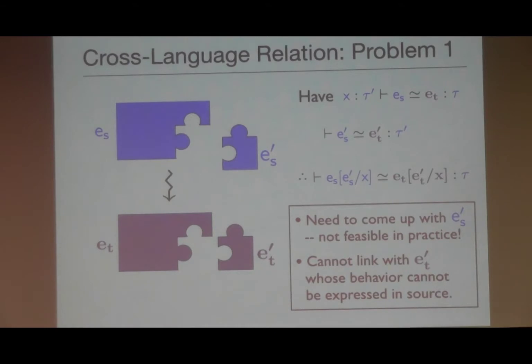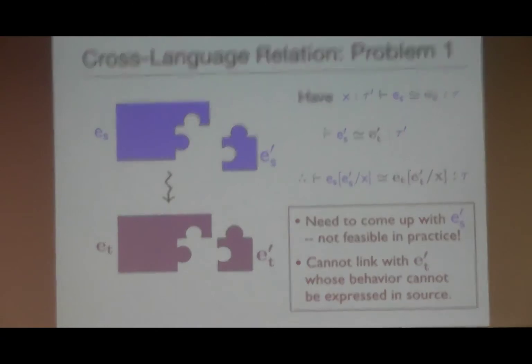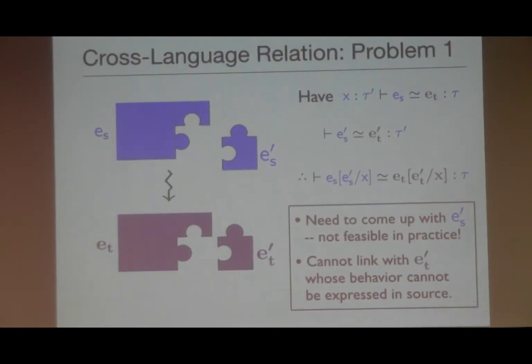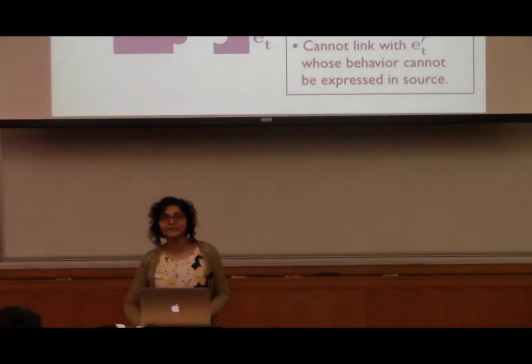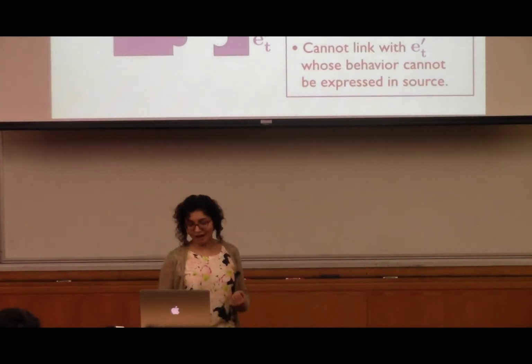So it's not practical. And the other issue here is that you can't link with any target code, with any ET prime, whose behavior cannot be expressed in your source language S. Okay? So that's the limitation. And what I'm trying to get across to you is that the way to arrive at the limitations of the theorem is to carefully inspect the theorem and say, how do I use this in a practical scenario, right? Okay? All right.